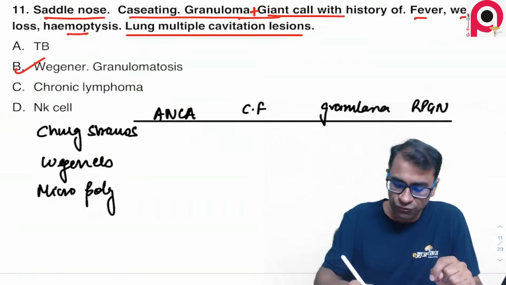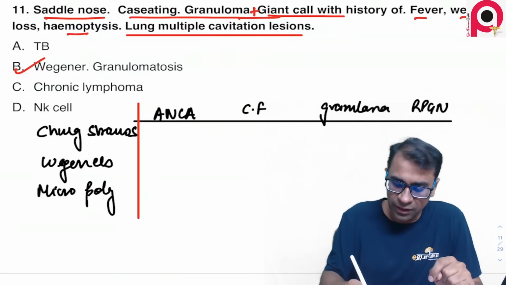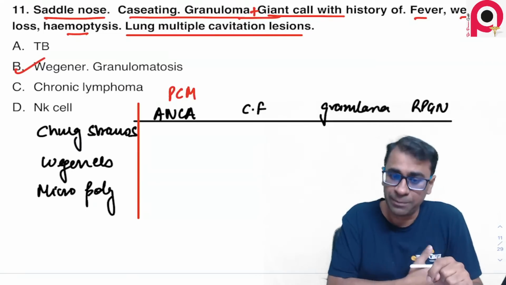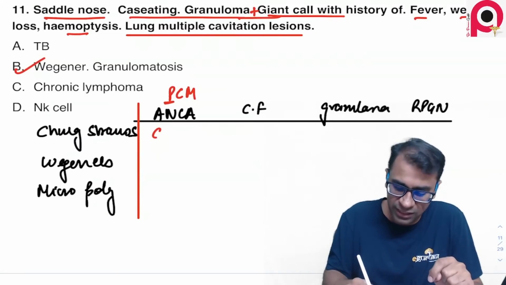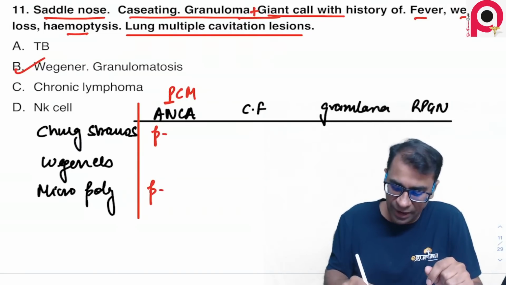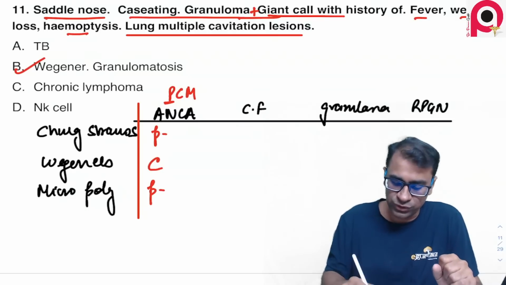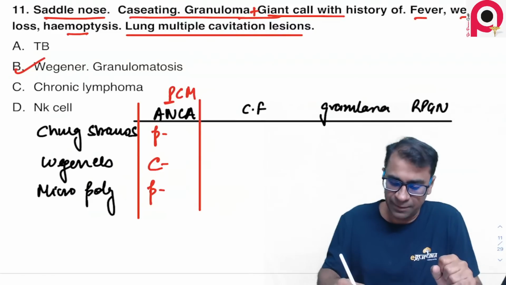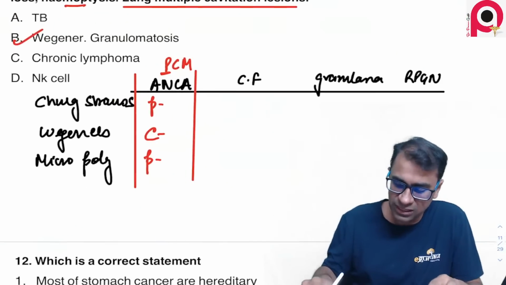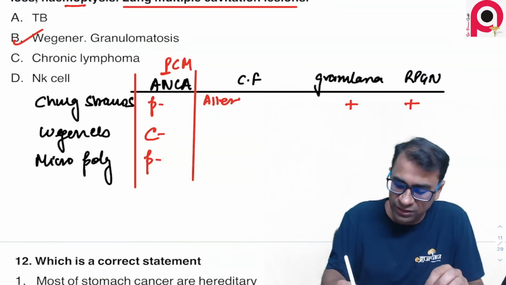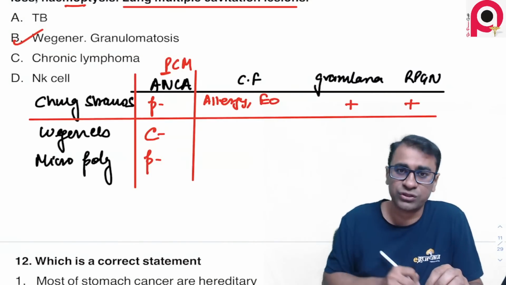Look, first of all, my way of application is the mnemonic PCM. So in ANCA, PCM means P-ANCA is seen in Churg-Strauss and microscopic polyangiitis, whereas Wegener's shows the C-ANCA. So the mnemonic is PCM. Now, if a patient has a history of RPGN, granuloma, and along with that a history of allergy or eosinophilia, it becomes a case of Churg-Strauss syndrome.